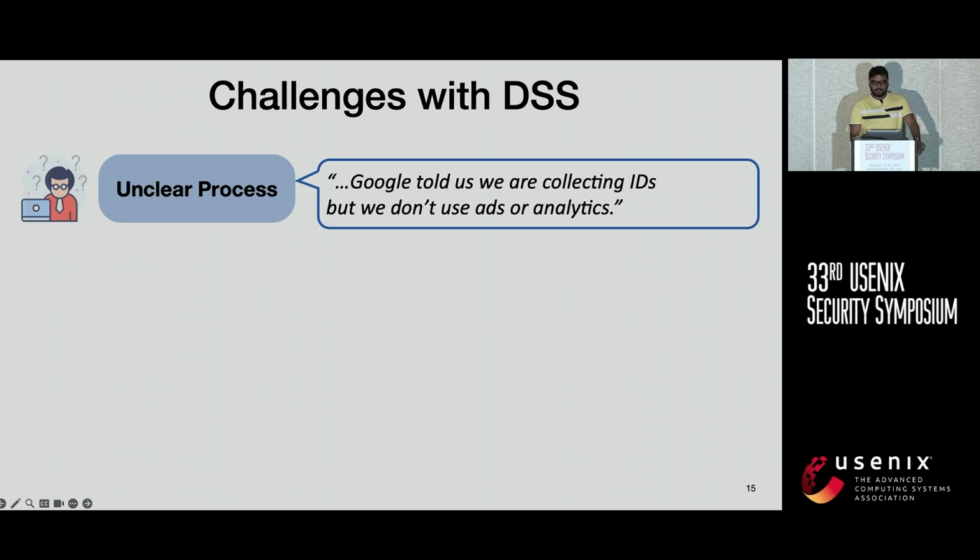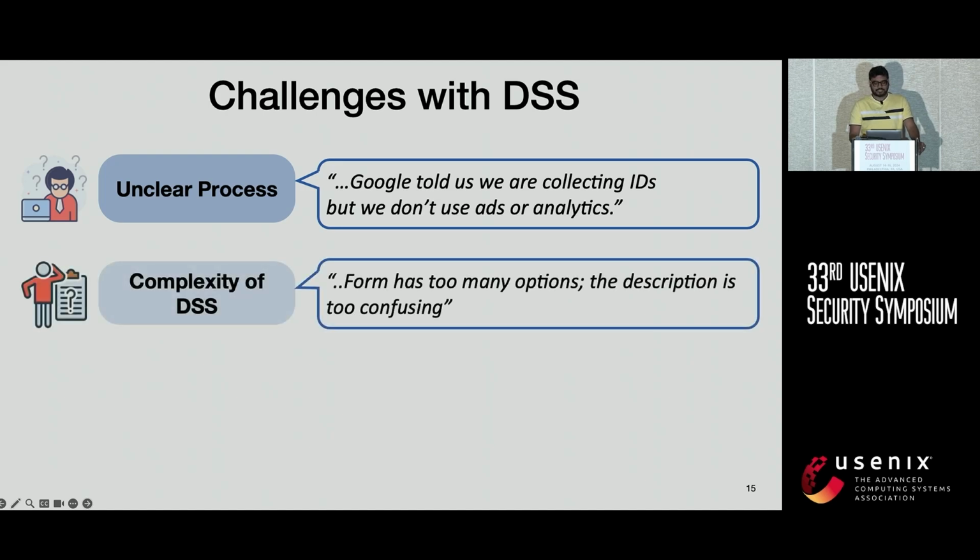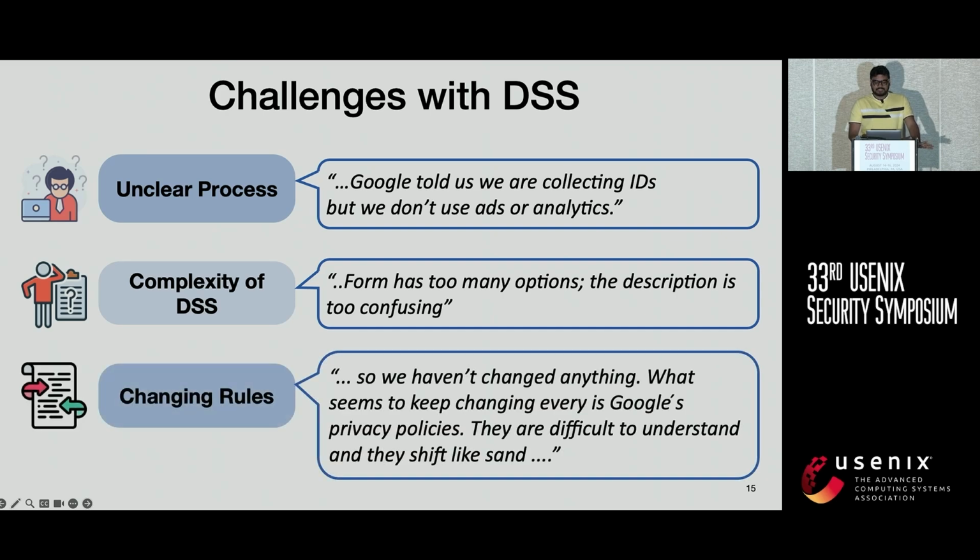For example, one developer frustratingly noted, "Google told us we are collecting IDs, but we don't use ads or any analytics." So they are clearly not satisfied with the platform's feedback here. They also found DSS to be very complex with too many options, causing a lot of confusion. Finally, they find constant rule changing challenging, as their apps can fail the checks without there being any material change in the apps. This is like when the regulation or the policies of the platform change.